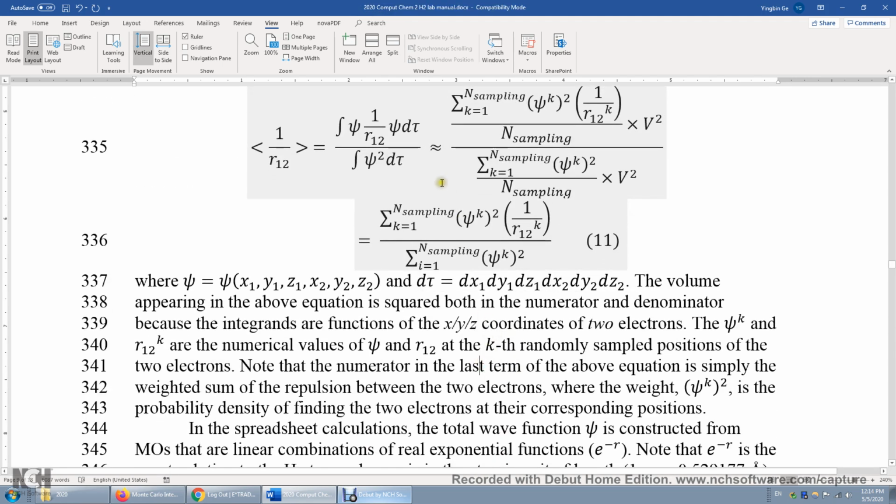Again, if you do these integrals, it's going to be extremely complicated because we're talking about a sextuple integral with respect to 6 variables, because you have 3 variables for each electron, x1, y1, z1, x2, y2, z2, for these 2 electrons.